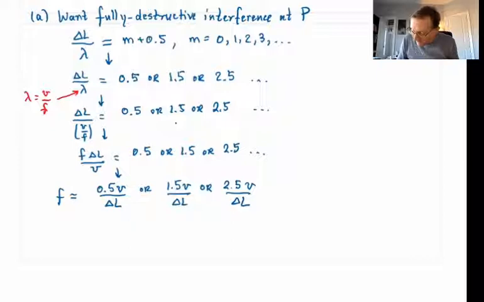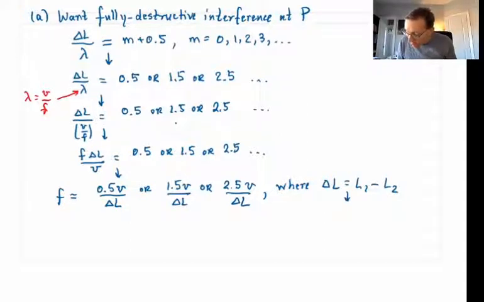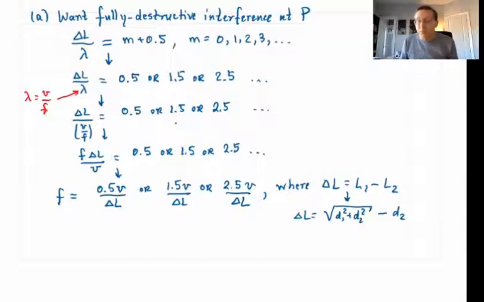But what's the delta L? The path length difference. I'm going to write that as L1 minus L2. But L1 was the square root of D1 squared plus D2 squared, and L2 was D2. So that's the symbolic expression for delta L right there. Remember, I know D1 and D2, so it's not a problem figuring out what that is. So I'm going to just plug in numbers now.